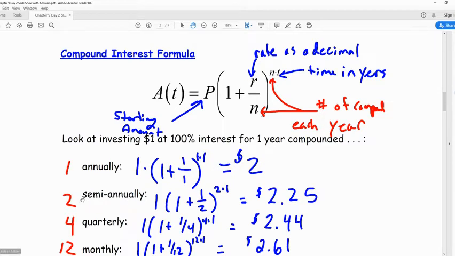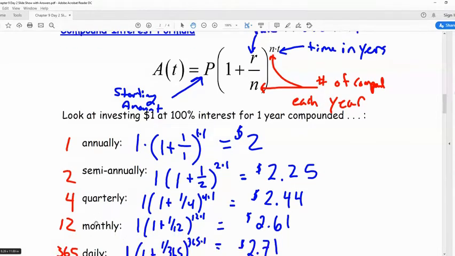If it compounds semi-annually, which means I'm going to get some of my interest after 6 months. So that means I'm going to earn a little bit of interest on my interest the second half of the year. So I actually get a little bit more than that $2 because for the last 6 months, I'm earning some interest on the interest from the first 6 months. So all that changes here is this N value. So I put in a 2 and a 2. Again, evaluate, parentheses first, take that to the second power, and then we're multiplying by 1, of course, which doesn't change. So I get $2.25.